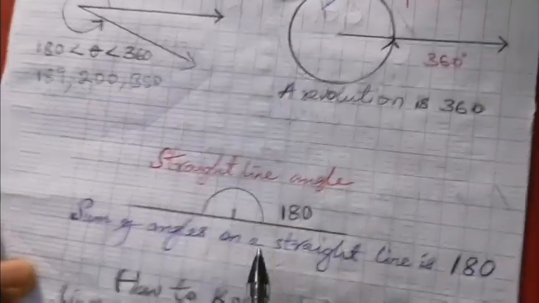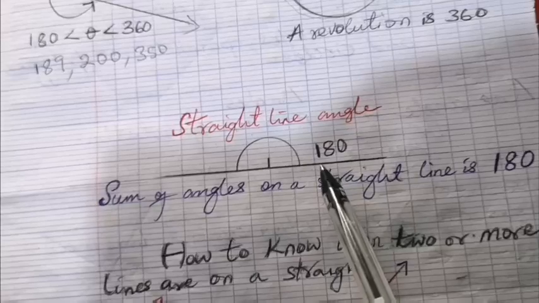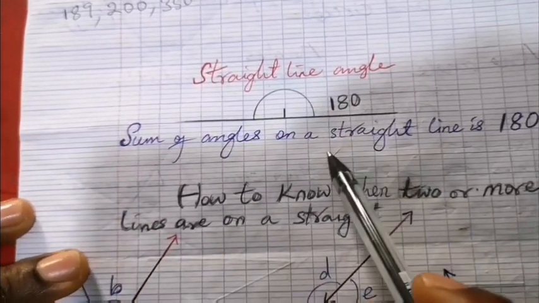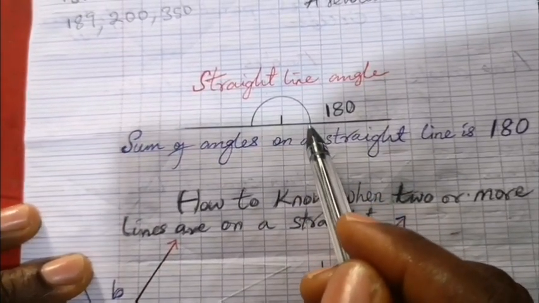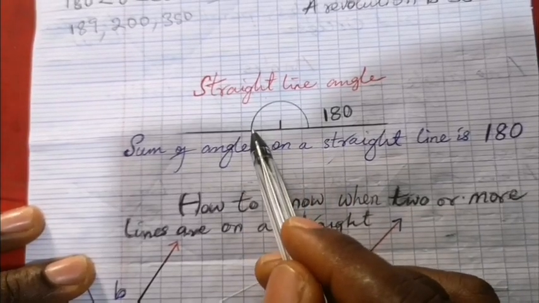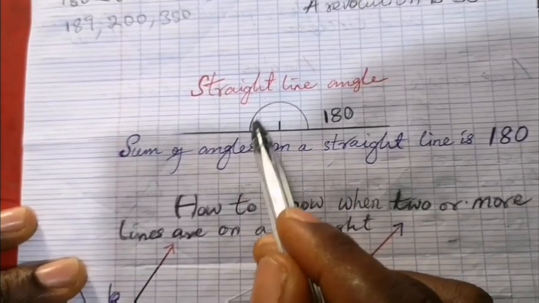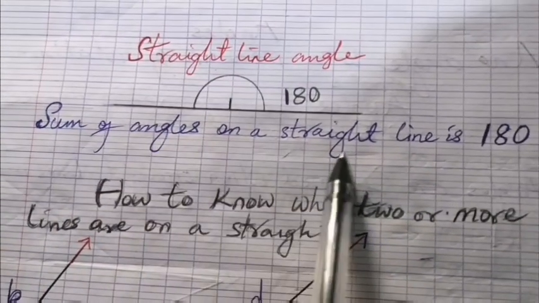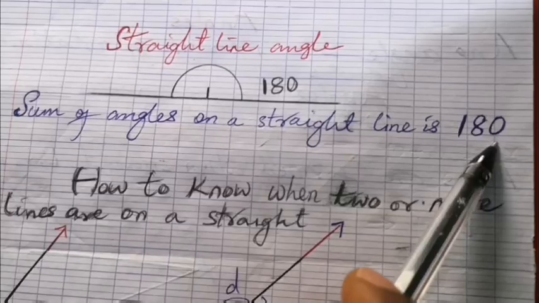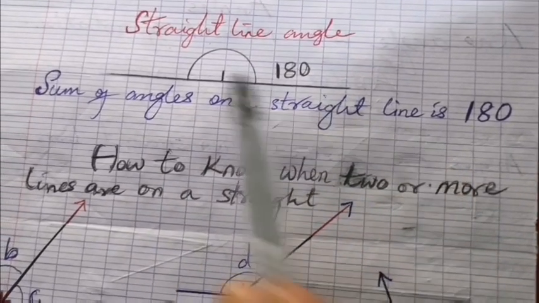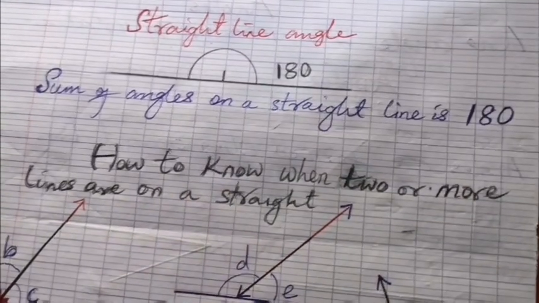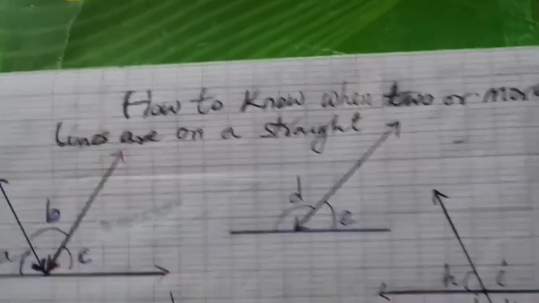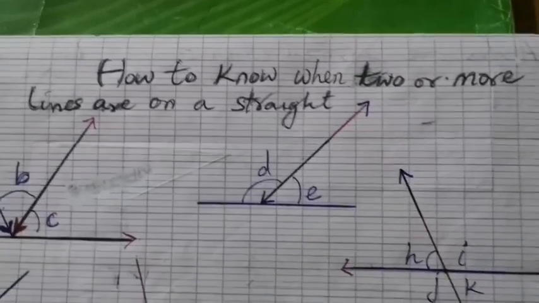Now the next one we are going to discuss here is straight line angle. Straight line angle is an angle that is formed on a straight line. The value of angle that is formed on a straight line is 180 degree. Sum of angles on a straight line is 180 degree. Okay, let's see how to know when two or more lines are on a straight line.